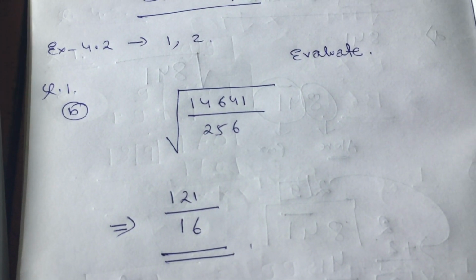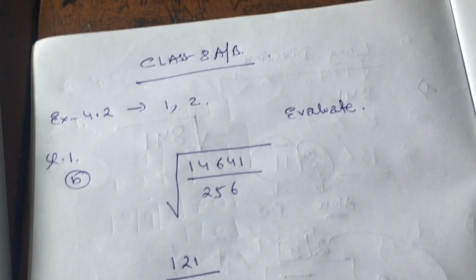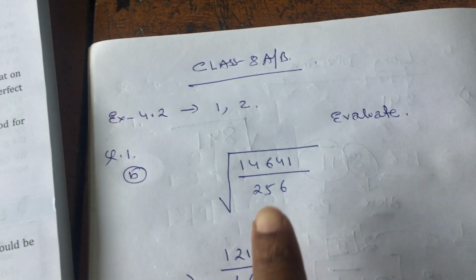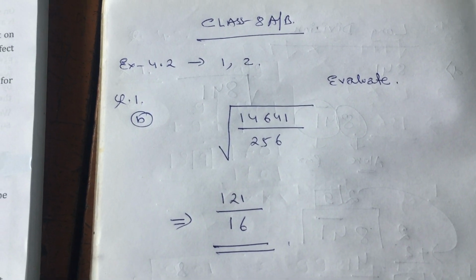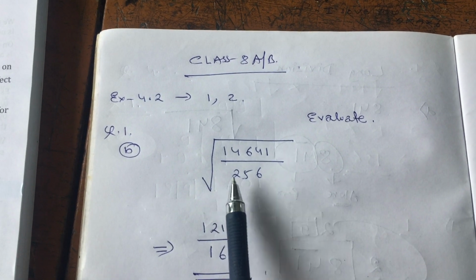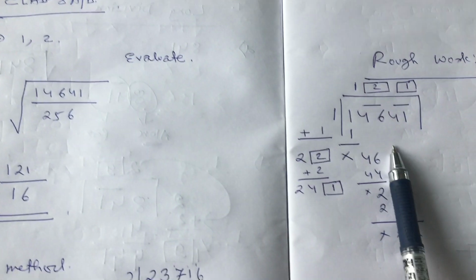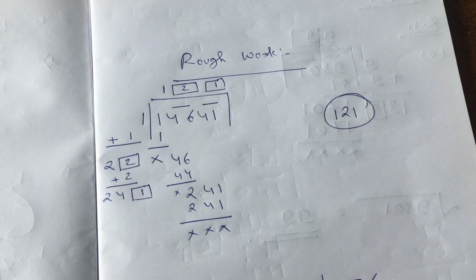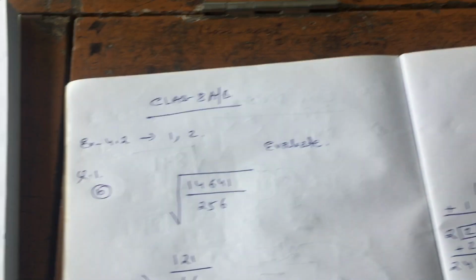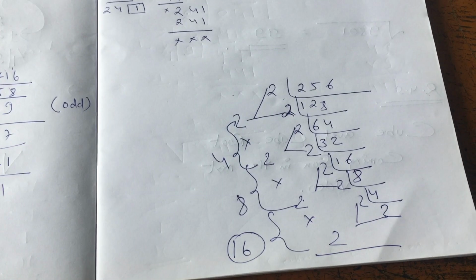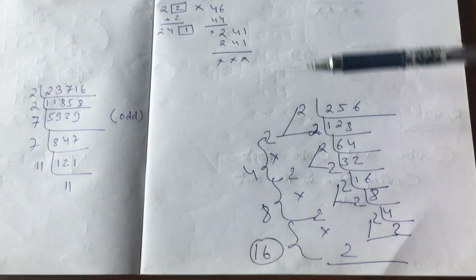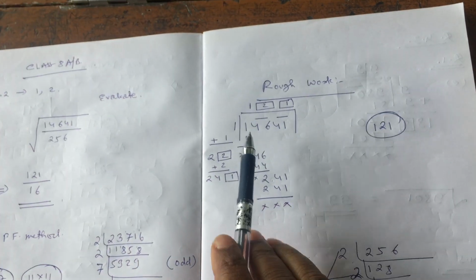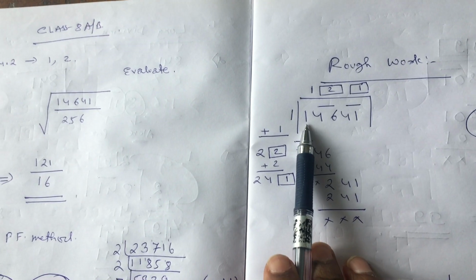Okay, so if you just see, I have done these questions here. 14641, and there is a square root symbol. So this is the square root. The method is again similar. What I have done to make it simpler for you, I have solved 14641 here at rough with the long division method, as you can see here, and similarly for 256 I have solved it with the prime factorization method.